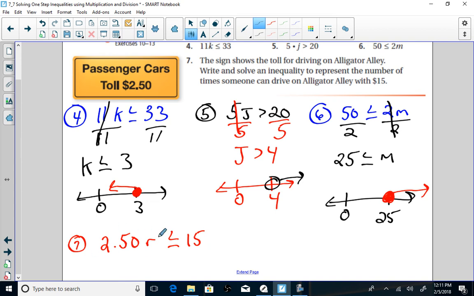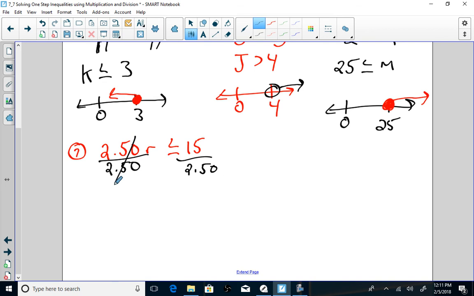To solve that inequality, I use the inverse operation. I see multiplication. The inverse operation would be division. So I'm going to divide both sides of the inequality by 2.50. On the left side of the inequality, 2.50 in the numerator is going to cancel the 2.50 in the denominator. I'm left with 1r is less than or equal to. I can do my long division over here. $2.50 into 15.